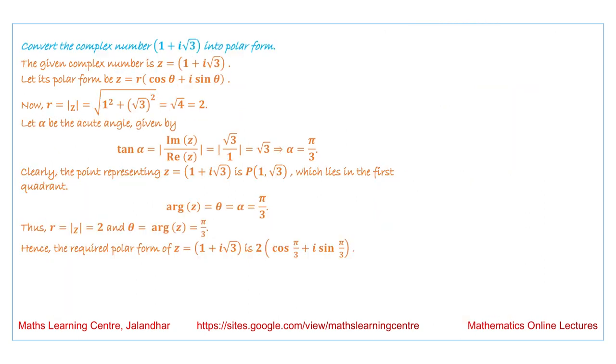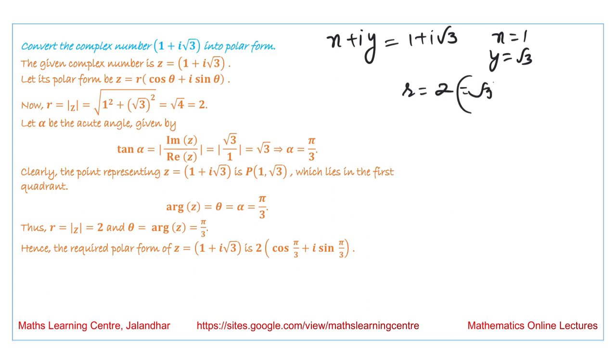Next, we have to convert the number 1 plus iota root 3 into the polar form. So again we write x plus iota y is equal to 1 plus iota root 3. So we have x is equal to 1, y is equal to root 3, and r is equal to 2. How are we getting this value? It is the square root of root 3 square plus 1 square. So the answer we obtained is 2. The value of tan theta is root 3 by 1. So the value of theta is equal to pi by 3.